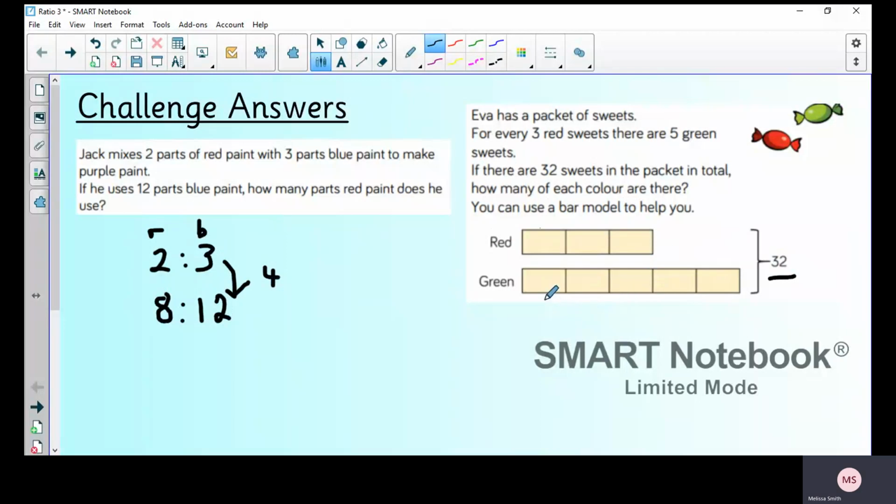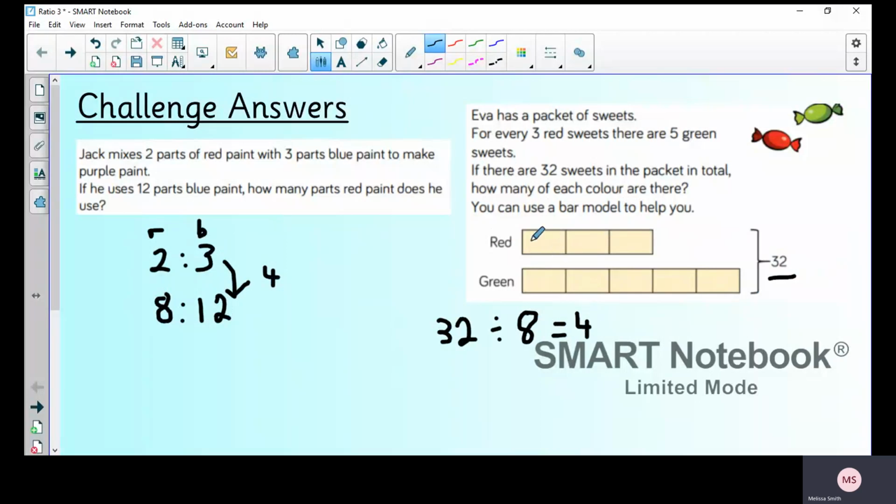Now, we looked at this method yesterday, so we know there's 32 in total, and we need to work out, well, what's the value of 1 part? To do that, we have to work out, well, how many parts are there in total? So we do 3 add 5, which is 8. So then we do 32 divided by the total number of parts. 32 divided by 8 is 4.